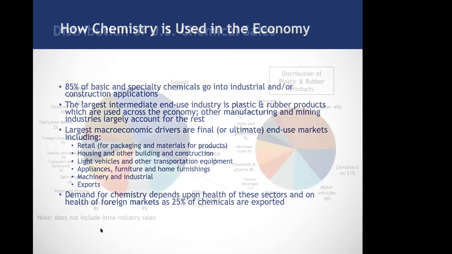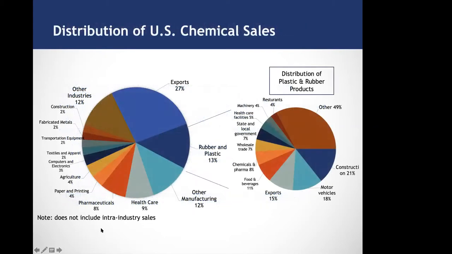So this is just another view of what I just said. On the left-hand side is essentially who we sell to, but I did mention them. It includes pretty much most of our economy and society. But our primary sector is rubber and plastic products, and this is where those products go to. They go into building and construction, motor vehicles, a lot's exported, so on and so forth.